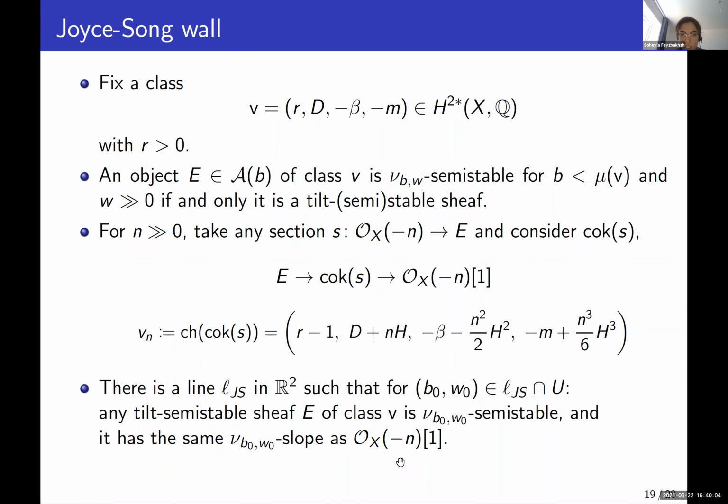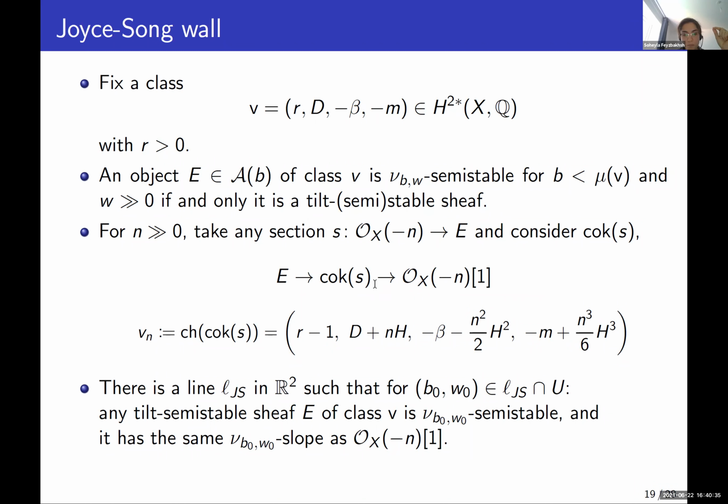So they are always stable with respect to any B and W. That's why, if you look at this exact sequence in our abelian category AB, we can see that this sheaf, this tilt semi-stable sheaf E, and OX minus N H shifted by one are both ν_{B0,W0} semi-stable of the same slope. That's why the extension, the cokernel of S, is also ν_{B0,W0} semi-stable of the same phase as them.